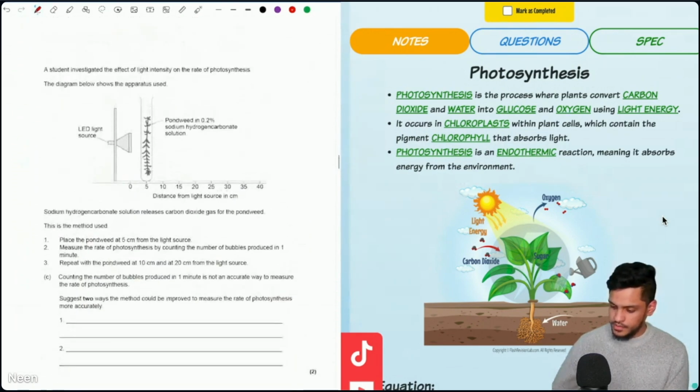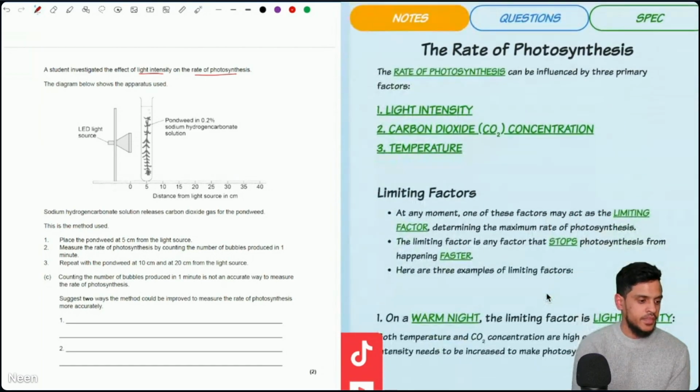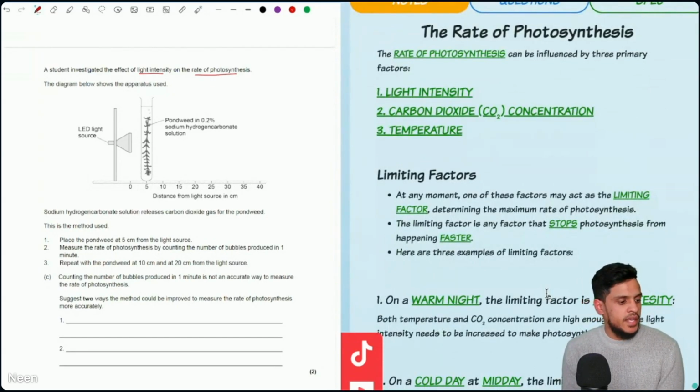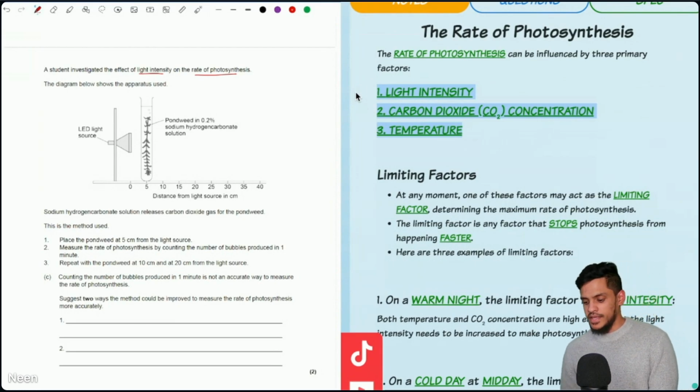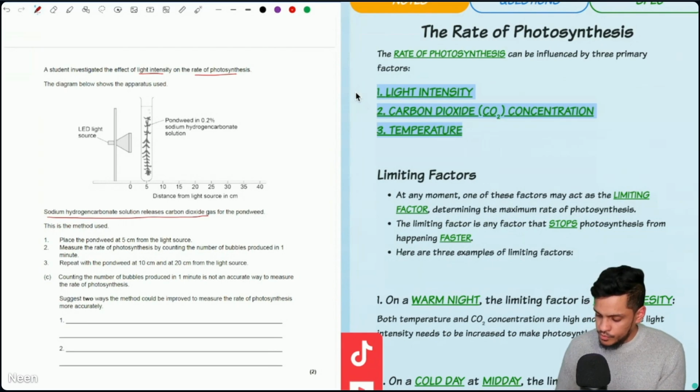Okay, right. We've got another experiment here. A student investigated the effect of light intensity on the rate of photosynthesis. So that's one of the factors that affect photosynthesis here: light intensity, CO2 concentration, and temperature. Those are the three factors. This one is investigating light intensity. Sodium hydrogen carbonate solution releases carbon dioxide. Okay, so let's remember that for the pondweed.